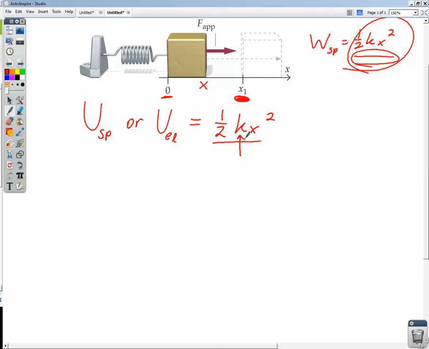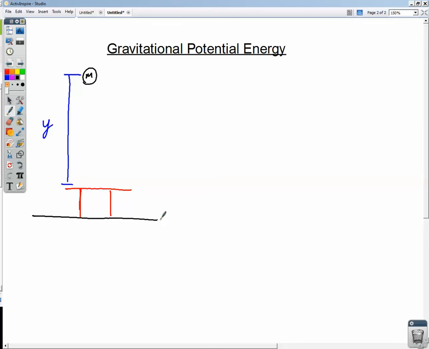Let's take a look at another potential energy, the one caused by gravity. Let's talk about gravitational potential energy. Here we've got a massive object that is some distance y, or some height y, above a table. That table is also above the ground, or above the floor. We're going to talk about the kind of energy that this object has because of gravity, because there's a force of gravity on it that makes it want to accelerate down towards the table.